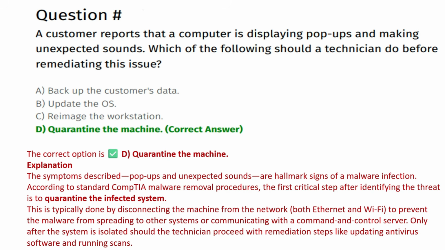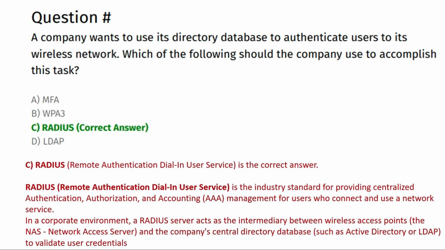This is typically done by disconnecting the machine from the network, both internet and Wi-Fi, to prevent the malware from spreading to other systems or communicating with a command and control server. Only after the system is isolated should the technician proceed with remediation steps like updating antivirus software and running scans. That's why the correct answer for this question is option D, quarantine the machine. So let's move to the next question.